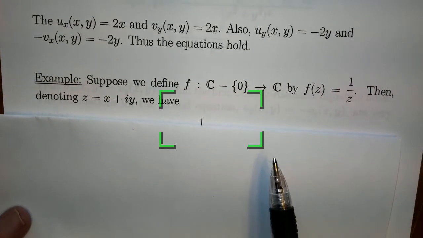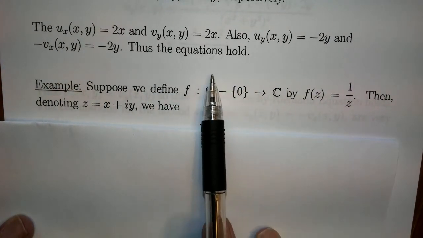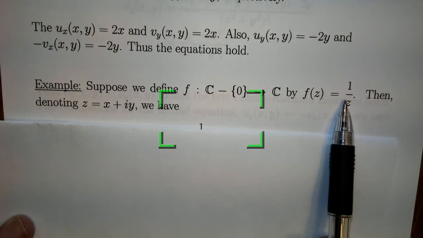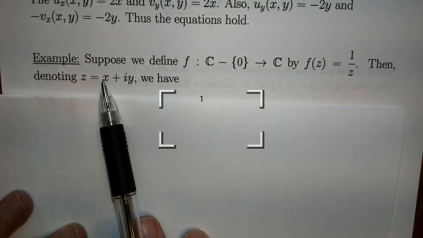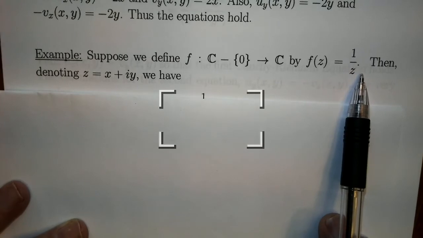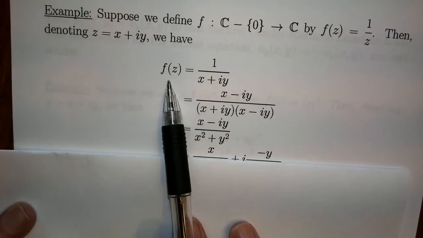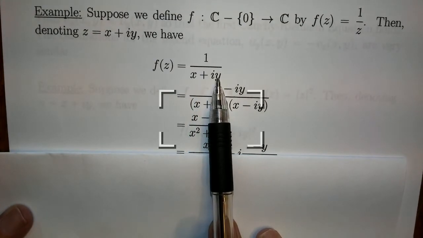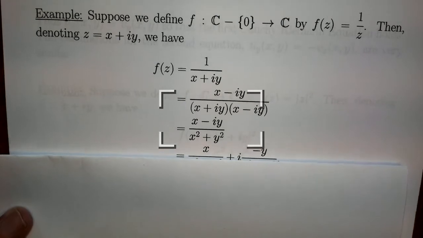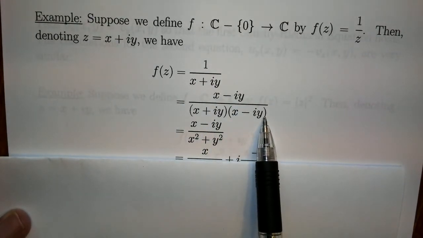Let's take a look at another example, the inversion function. Suppose we define f to map from the punctured plane, the complex numbers minus the origin, into the complex numbers, by f of z equals 1 over z. Let's denote z equals x plus iy, and let's break this function down into its real and imaginary parts. So f of z is 1 over x plus iy. To get the i out of the denominator, we multiply the numerator and the denominator by the complex conjugate, which is x minus iy over x minus iy.